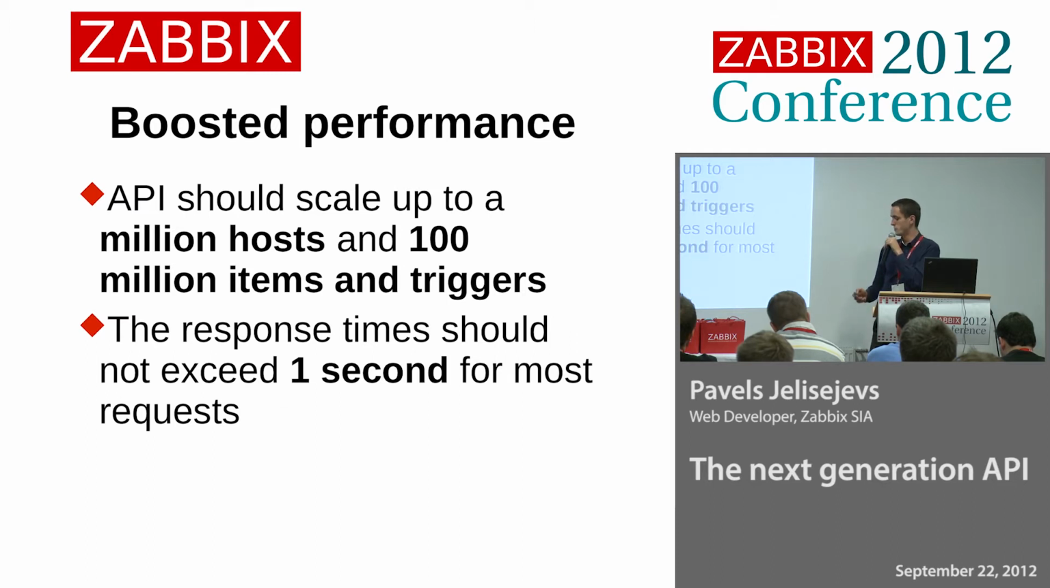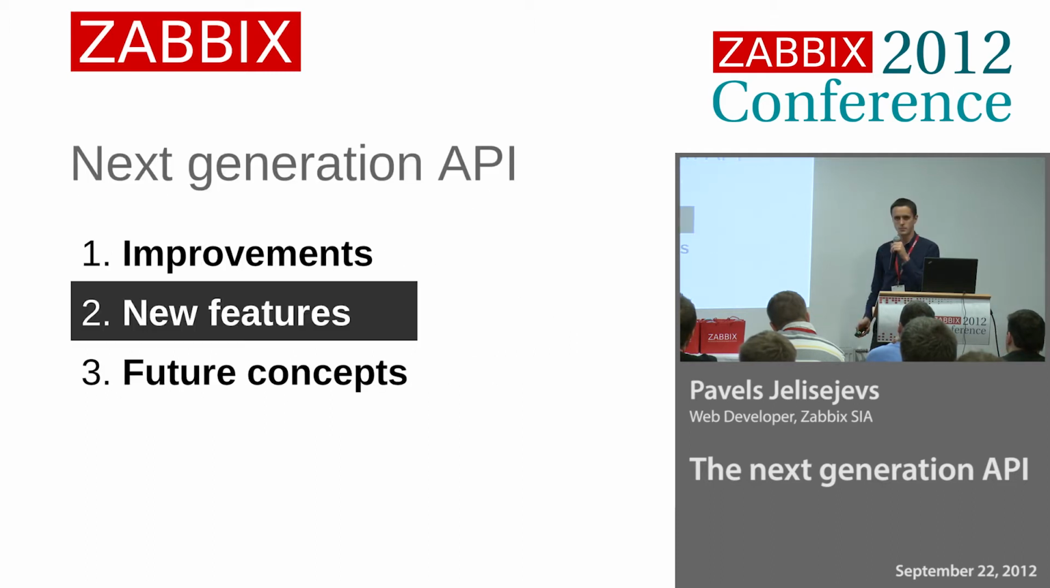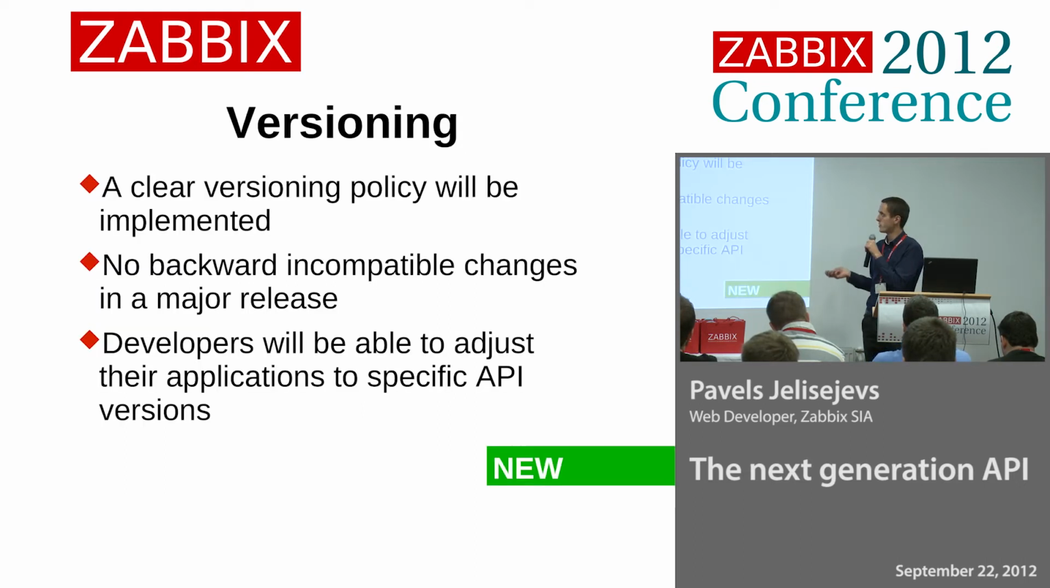So this is it for improvements. Let's talk about new features. One of the new concepts we're planning to implement is proper API versioning. It is very important to keep track of all the changes that happened in the API. So we'll have a clear versioning policy on how it works. We are currently discussing multiple ideas how this can be implemented.